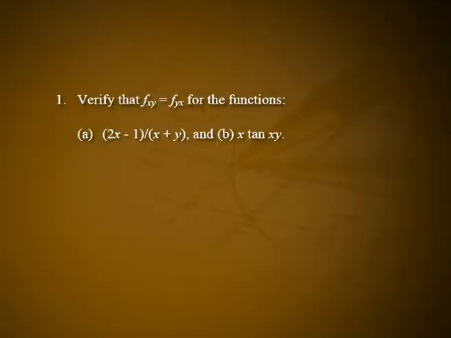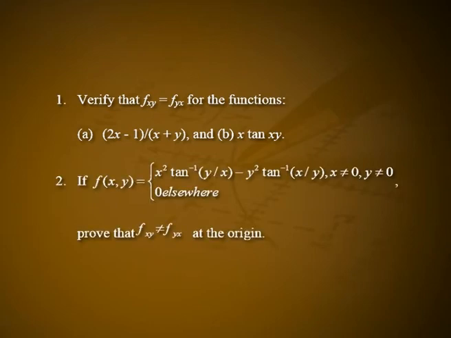Now, you may try to work out the questions given here. First one, verify that fxy is equal to fyx for the functions (a) (2x - 1)/(x + y) and (b) x tan xy. Second one, if f(x, y) is equal to x² tan⁻¹(y/x) - y² tan⁻¹(x/y) for x not equal to 0 and y not equal to 0 and 0 elsewhere, prove that fxy is not equal to fyx at the origin.